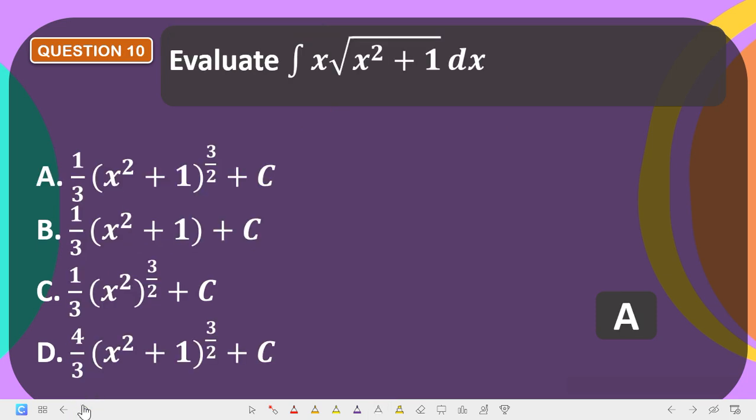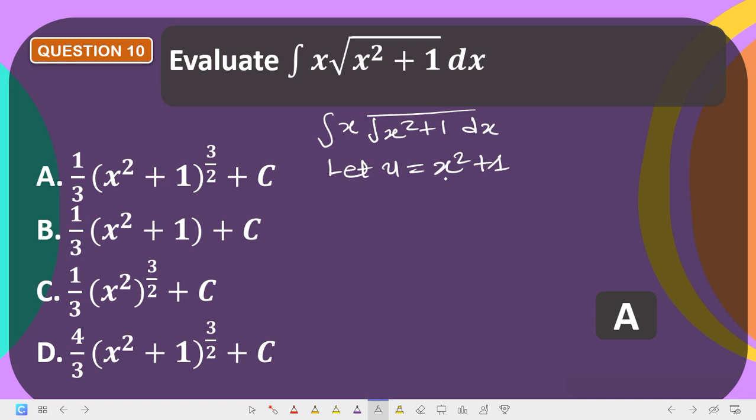Okay? Now the next, say evaluate this. Now this one I'm going to take little by little. Whenever you are given anything like this, you write it out. Evaluate x root s squared plus 1 ds. The first thing you do, use substitution. You say let u be equal to s squared plus 1. Our integral will now be the integral of s, then root of what? U, because wherever you see u now, you put s squared plus 1 ds.